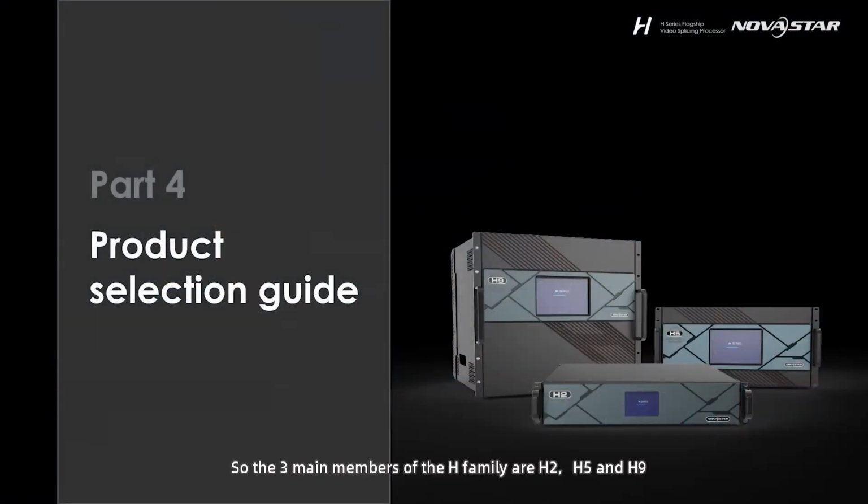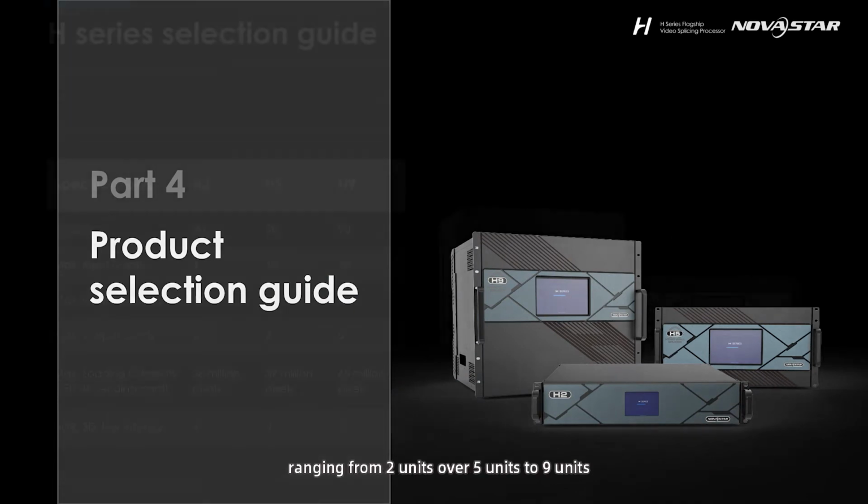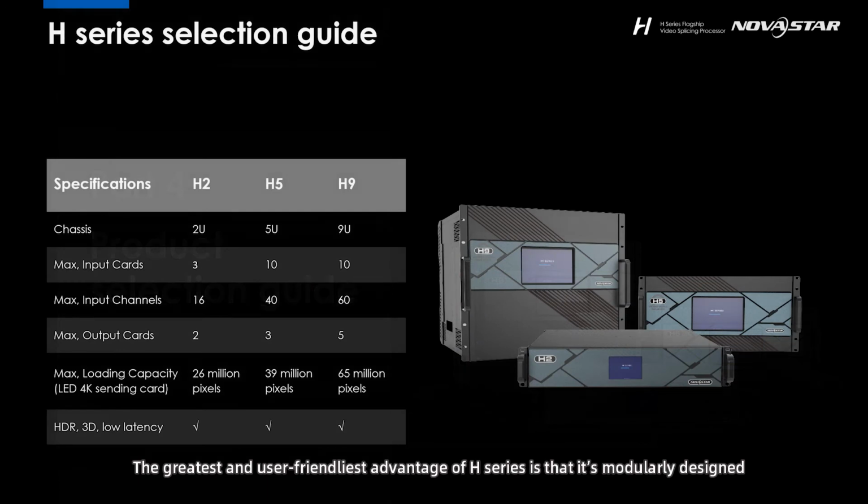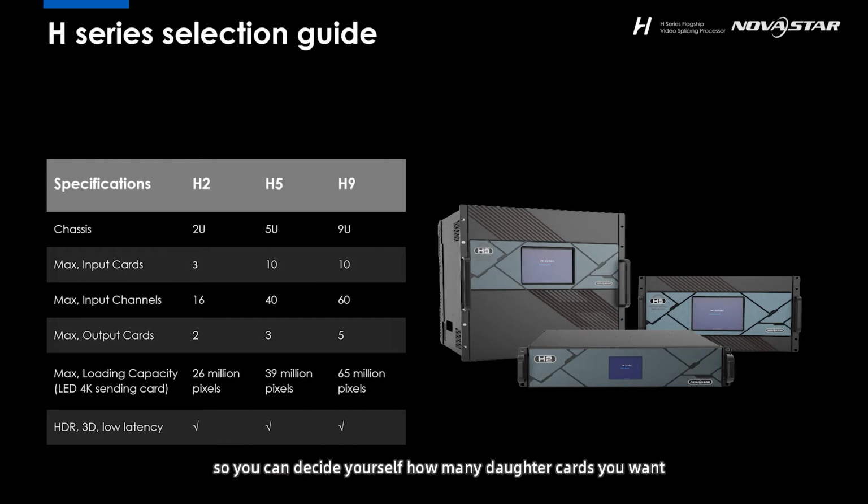So the 3 main members of the H family are H2, H5, and H9, which are given different names depending on their own rack mount height, ranging from 2 units over 5 units to 9 units. The greatest and most user-friendly advantage of the H series is that it's modularly designed. Yeah, I like it very much. So you can decide yourself how many daughter cards you want according to your actual need.